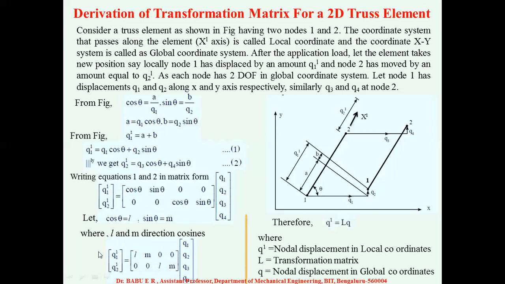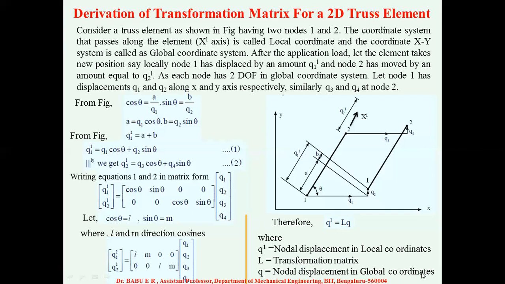Therefore, this matrix Q1 dash, Q2 dash, I will write as Q dash, the nodal displacement in local coordinate system. This matrix [L M 0 0; 0 0 L M], I will represent as capital L. Q1, Q2, Q3, Q4 are the nodal displacements in global coordinate system, which I will represent as Q. So Q dash is the nodal displacement in local coordinates, L is the transformation matrix, and Q is the nodal displacement in global coordinates.